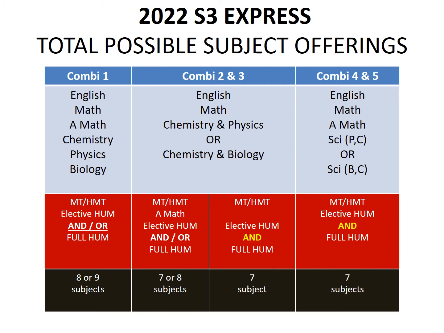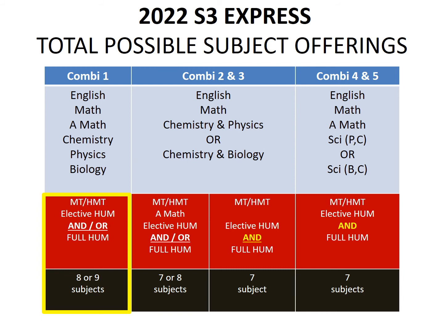In summary, here are the total possible subject offerings. In our school, all students have to take at least 7 subjects. In Combi 1, which is a triple science option, students will have to take an elective humanities and/or a full humanities subject.